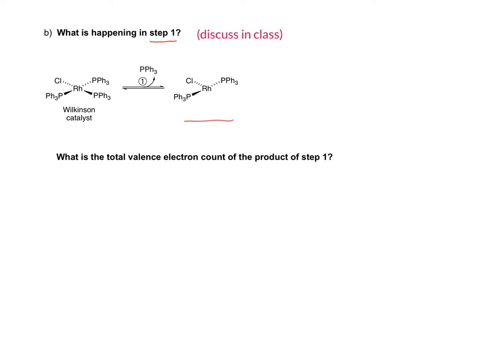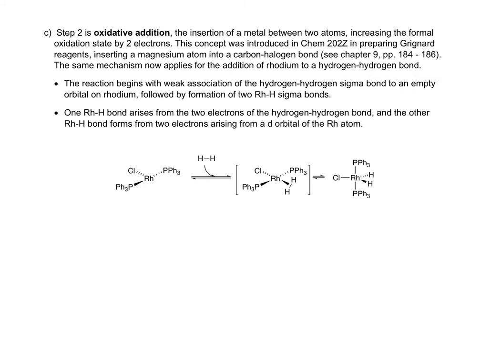Moving to the bottom of this page, step 2 is called oxidative addition. This was mentioned in passing in chapter 9 when you studied the Grignard reagents, but it was not described in detail. The mechanism involves an additional detail that I did not show in the catalytic cycle.